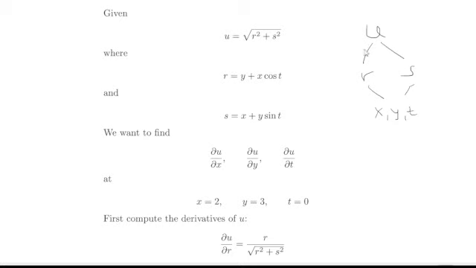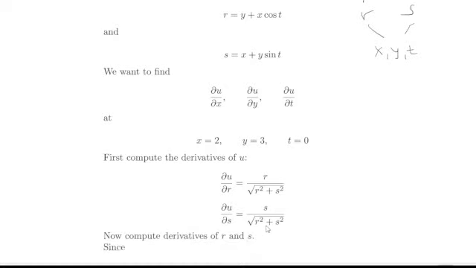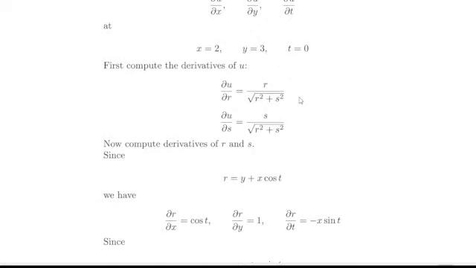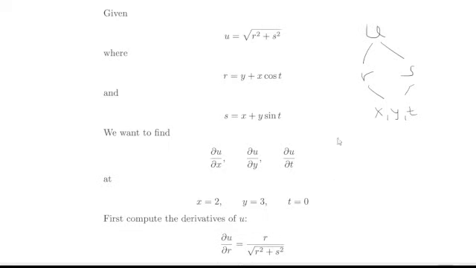Okay, so let's first find this level here, partial of u with respect to r and partial u with respect to s. So the partial u with respect to r is just r over the square root of r squared plus s squared, and then partial u with respect to s is s over the square root of r squared plus s squared. So that's just a typical chain rule problem.